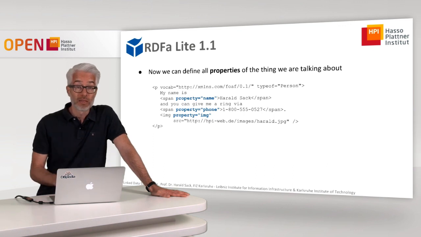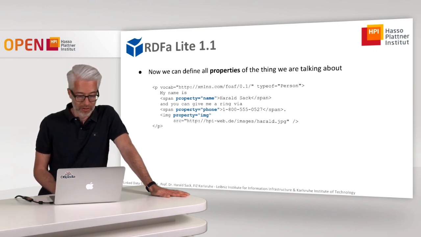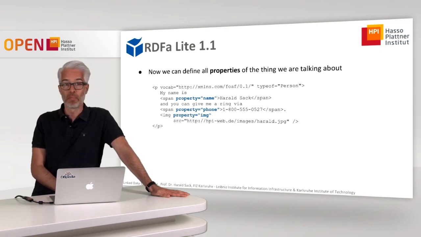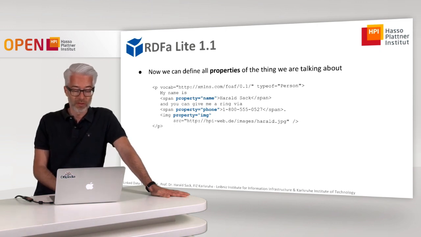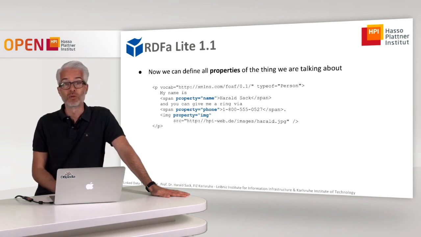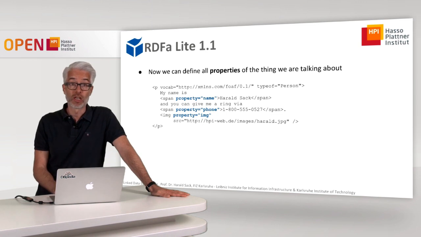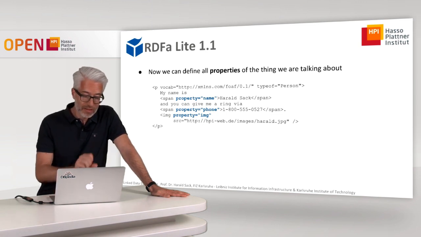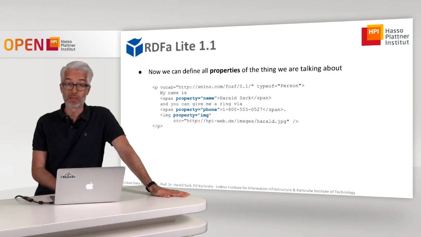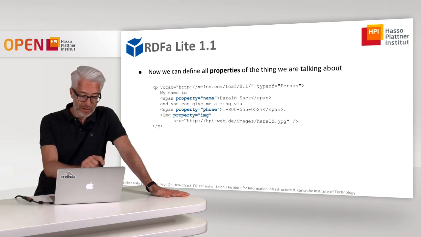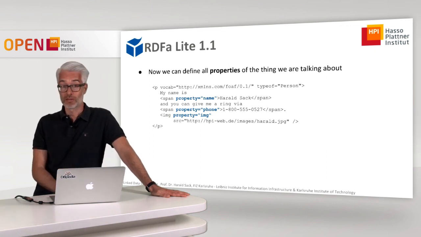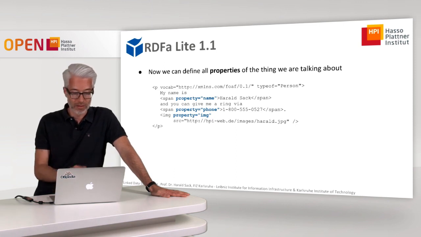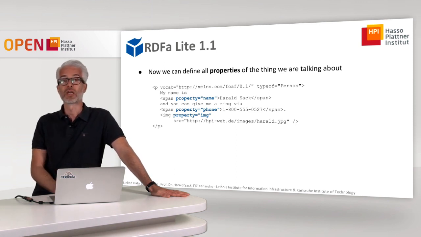Quite easy. I do exactly the same thing with the phone. You see here, I define another span tag with the attribute property, and I give it the value phone, and then as character data, I provide the phone number. Next, I also want to provide an image, therefore I use the HTML image tag. I also give it the property image, because image is a property defined in the FOAF vocabulary. And then, as you see here, I simply denote the source of the image, like you do in HTML. So you give the URI where the image can be found.